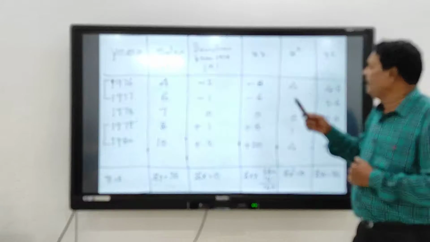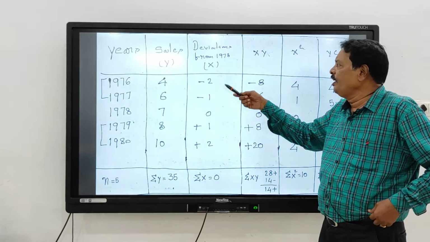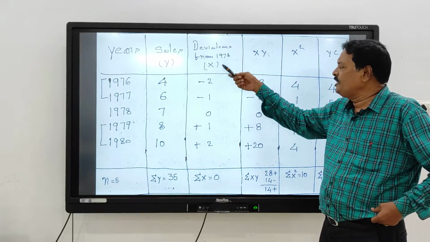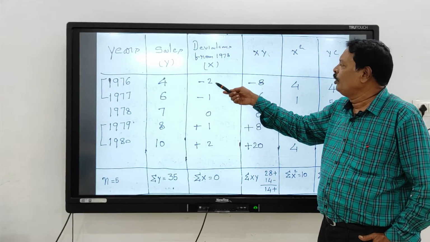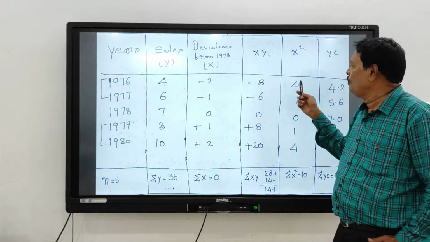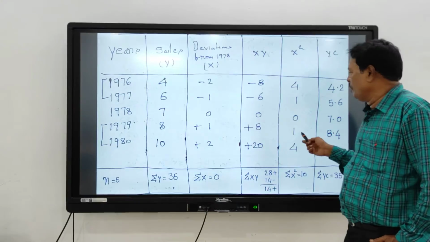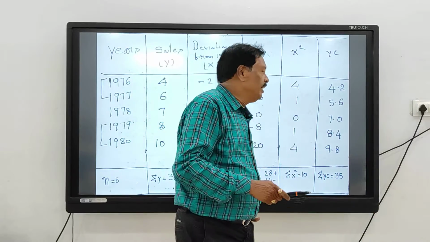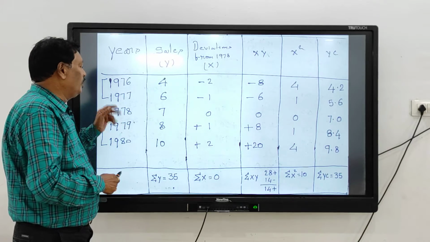And then the next step is to square all the deviations. You have to calculate x square for these x values. When you square this x, minus 2 into minus 2, that means x square: 2 into 2, 4. 1 into 1, 1. 0. 1 into 1, 1. 2 2s are 4. And finally, with the help of this statement, you have to total all these columns.